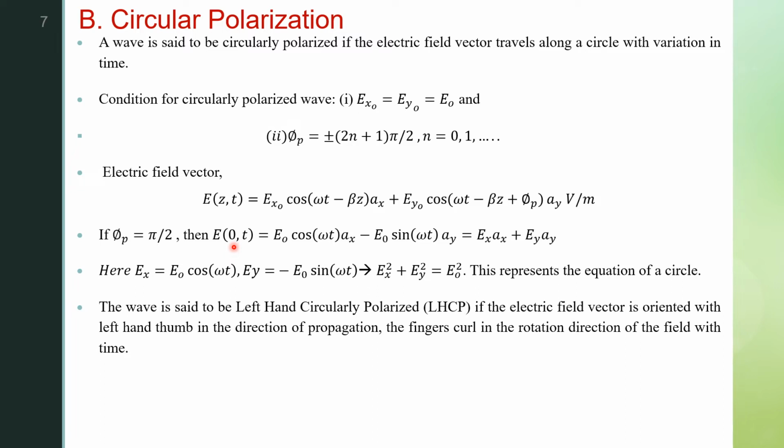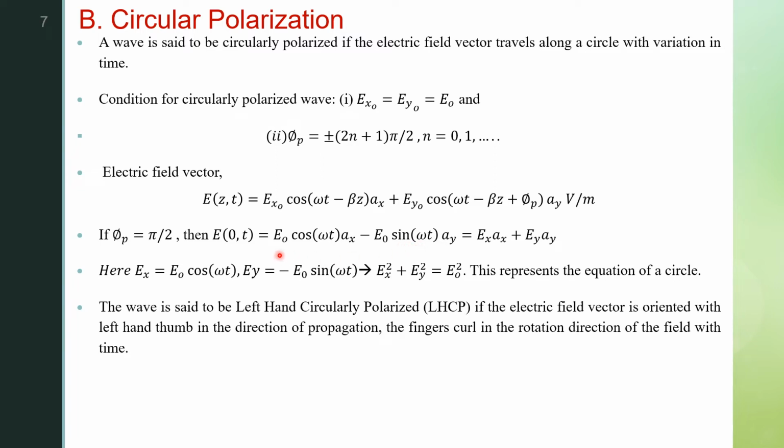So here also I am considering the fixed point as z equal to 0. So E of 0 comma t is equal to, what is Ex0? We already said that's going to be one amplitude E0. So let's say it is E0 cos omega t, because there is no minus beta z term, as we already assumed z equal to 0. So it is E0 cos omega t Ax cap minus E0 sine omega t. Why is it a minus sign? Because here it is going to be cos omega t plus pi by 2, and cos omega t plus pi by 2 is minus sine omega t. So that we substituted here.